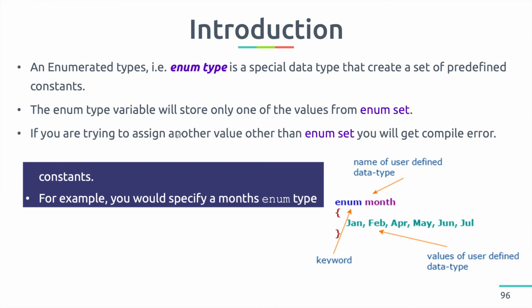So now we will move on to enumerated types. An enumeration, or enum type, is a special data type that creates a set of predefined constants. Sometimes we have constants that we need the user or our fellow developers to use. We don't want them to mistake them for any other variable or any other string. So we can create our own data type, which is called an enum type.